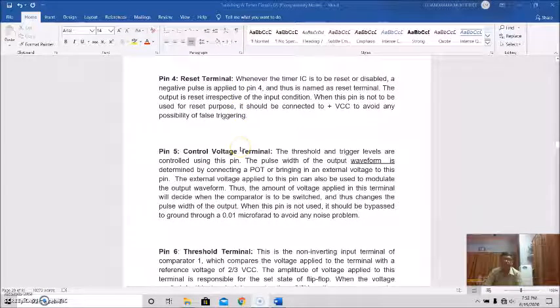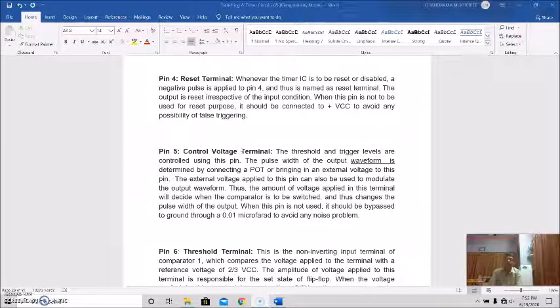Then pin 4, the reset terminal. Whenever the timer IC is to be reset or disabled, a negative pulse is applied to pin 4, and thus its name is reset terminal. The output is reset irrespective of the input condition, and when this pin is not to be used for reset purpose, it should be connected to positive supply voltage VCC to avoid any possibility of false triggering.